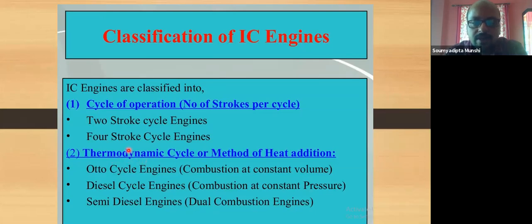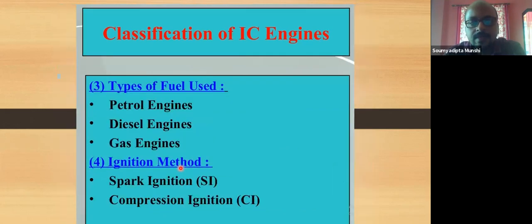If we use the parameter as the method of heat addition or the thermodynamic cycle, then three types of IC engines are there: Otto cycle, diesel cycle, and the semi-diesel cycle. Based on the fuel used, we can divide it into three types: petrol engine, diesel engine, and gas engine. In case of the ignition method, two types are there: spark ignition and compression ignition. The short forms are SI for spark ignition and CI for compression ignition.